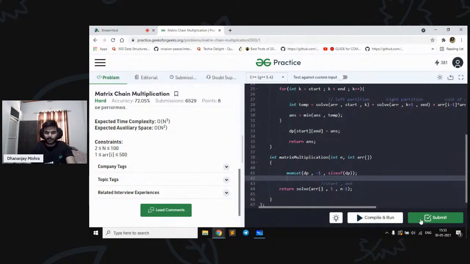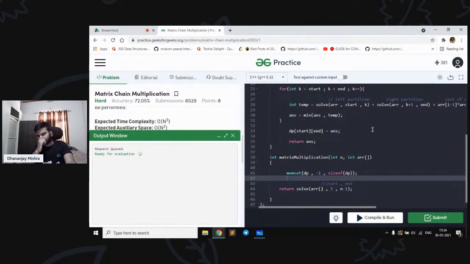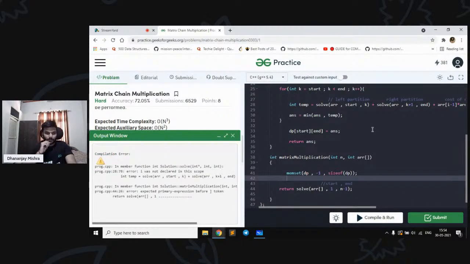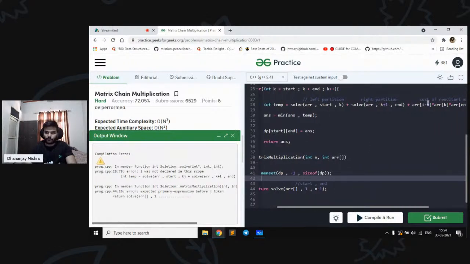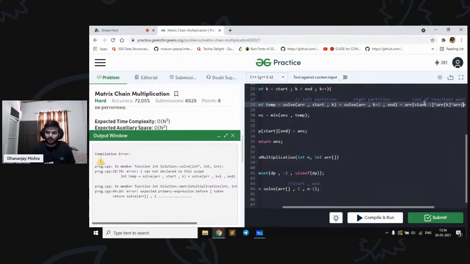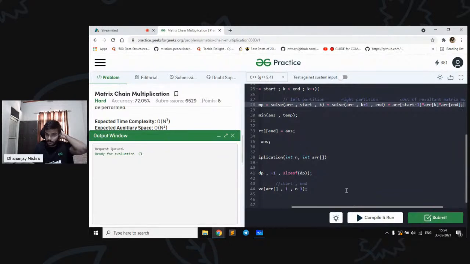And we'll try to submit it. I hope it will get submitted. Okay, yeah, so it is giving an error. It says I was not declared in this scope. So basically it is not I here, it is start. That was all a typo error, and I hope it will work now.